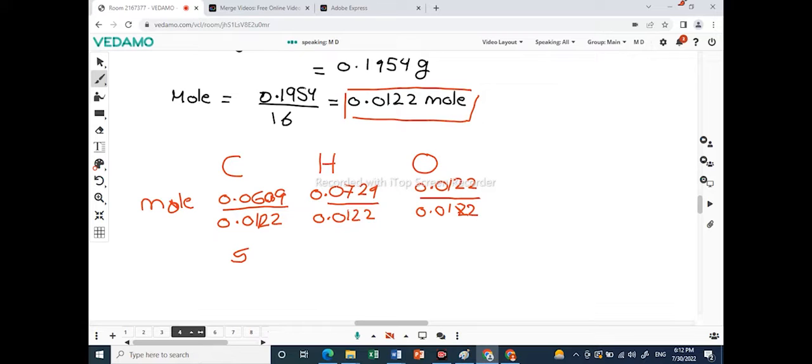The hydrogen is 5.9, so it is approximately 6. And the oxygen is 1. So my empirical formula as a final answer is C5H6O.